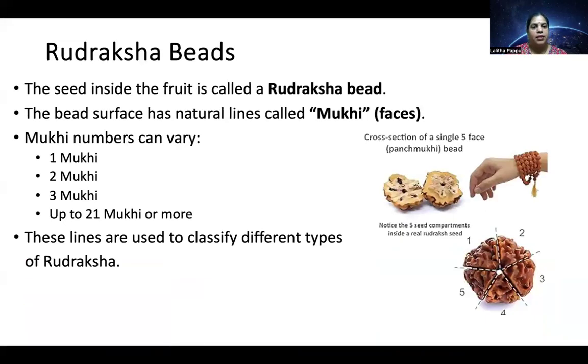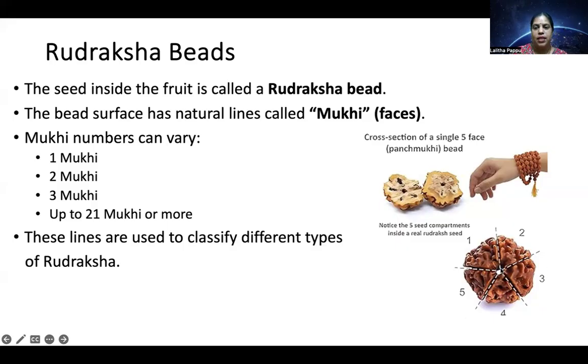So inside the fruit, the seed that is present is called a Rudraksha bead. And if you take the cross sections, if you cut it, what you're seeing here are the seeds. These are the slots where the seeds would sit. So the Rudraksha that you take will have a central channel, and then you will have ridges. You will have lines like this, ridges, depending on which you have the categorization.